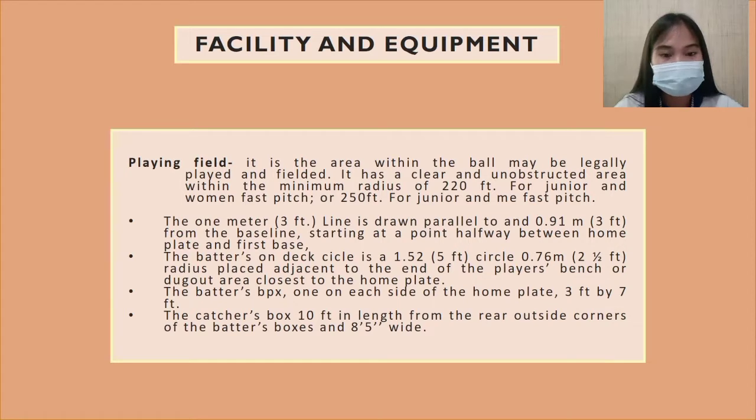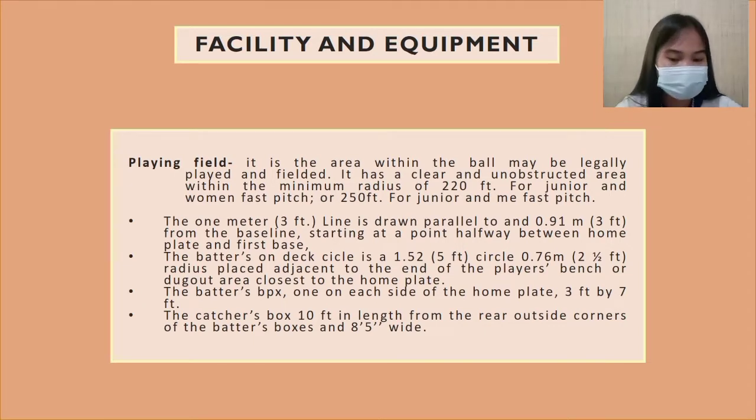The 1 meter (3 feet) line is drawn parallel to and 0.9 meters (3 feet) from the baseline, starting at a point halfway between home plate and first base. The batter's on deck circle is a 1.52 meter (5 feet) circle, 0.76 meter (2.5 feet) radius, placed adjacent to the end of the player's bench or dugout area closest to the home plate.